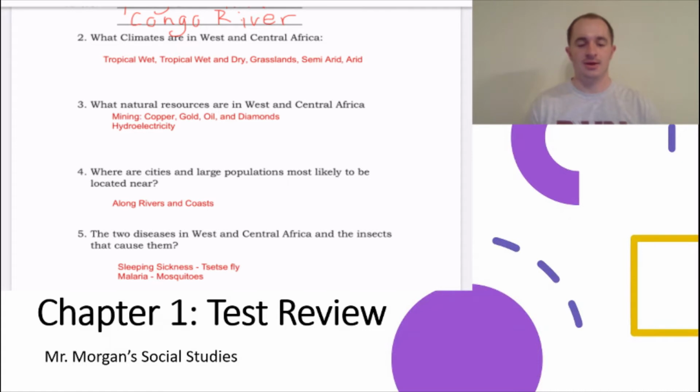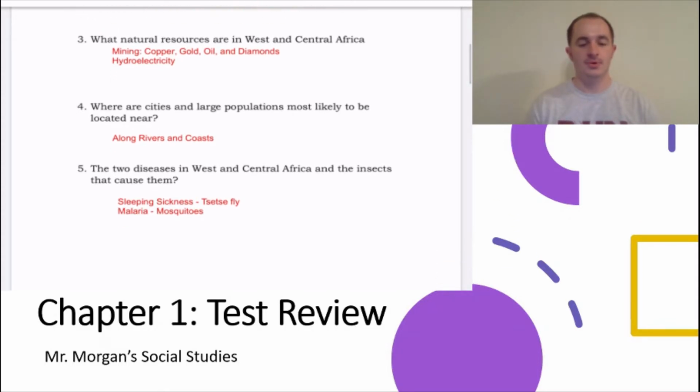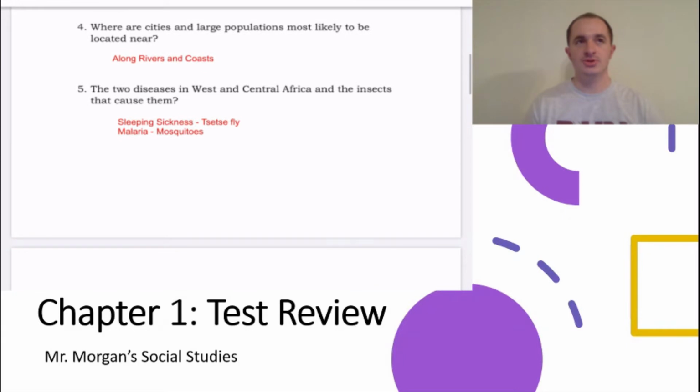Number 3, what natural resources are in West and Central Africa? We had mining for copper, gold, oil, and diamonds, as well as hydroelectricity. So we need to make sure that we know those 4 resources as well as hydroelectricity. Next we had number 4, what are cities and large populations most likely to be located near? So this would be along rivers and coasts.